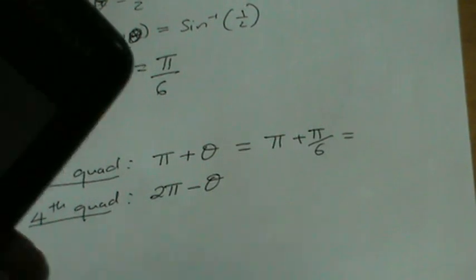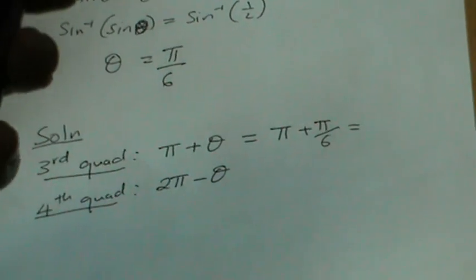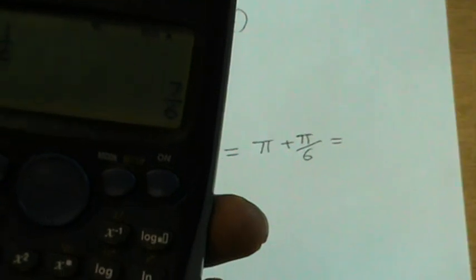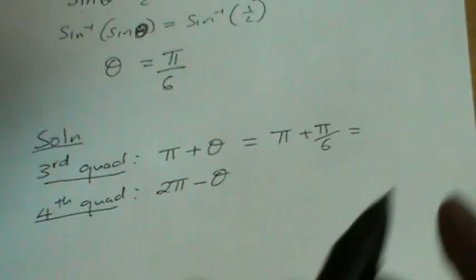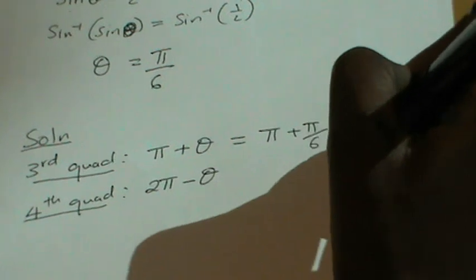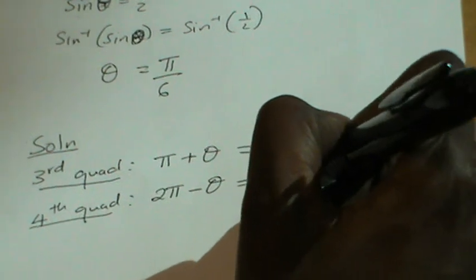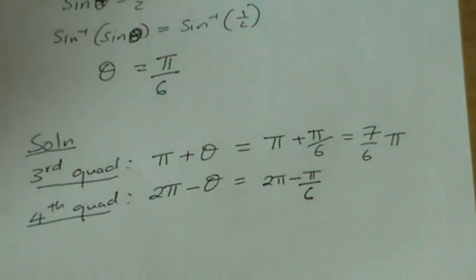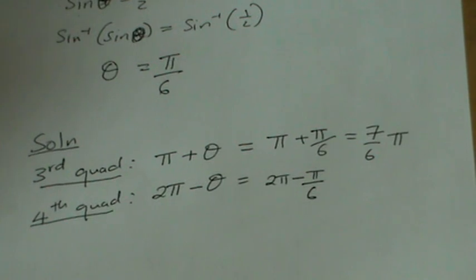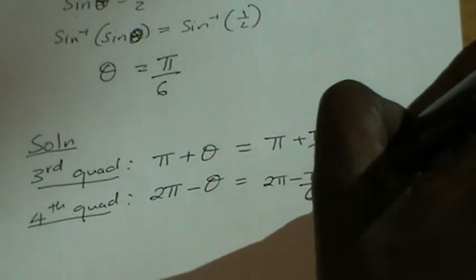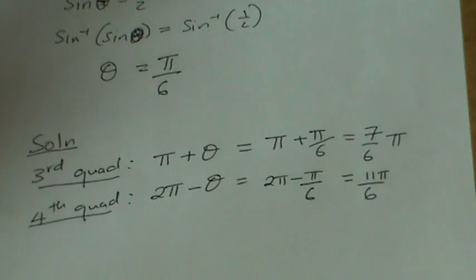So here you can do this on your calculator. Pi is 1, and then I add 1 over 6, and then your answer over there is 7 over 6. So I'll have 7 over 6 pi, and then here I will have 2 pi minus pi over 6. Okay, and again, if you do that on your calculator, you should have 11 pi over 6. So these are your two solutions.